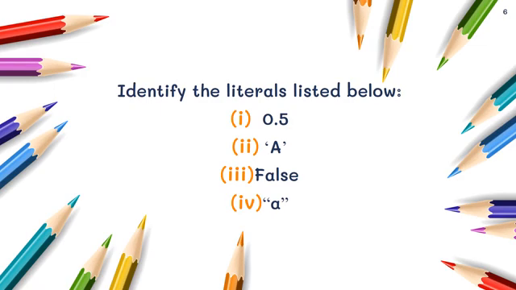Identify the literals listed below. First one is 0.5. So 0.5 is a decimal, so it is a floating literal or real literal. Second one is A enclosed within single quotes, so it is a character literal. The next one is false. False and true will be present in Boolean literal. A that is present within double quotes, so it is a string literal.